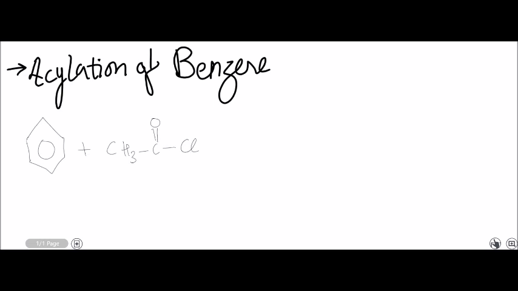So this thing is known as acyl halide, or in this particular example, we have two carbons, so it would be eth, right? So we're going to name it as ethanoyl chloride.